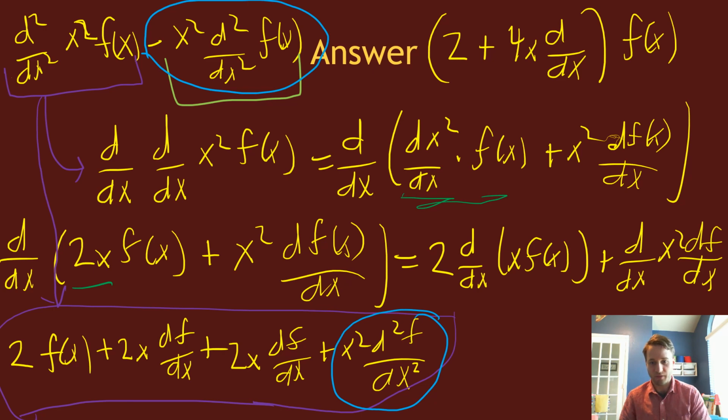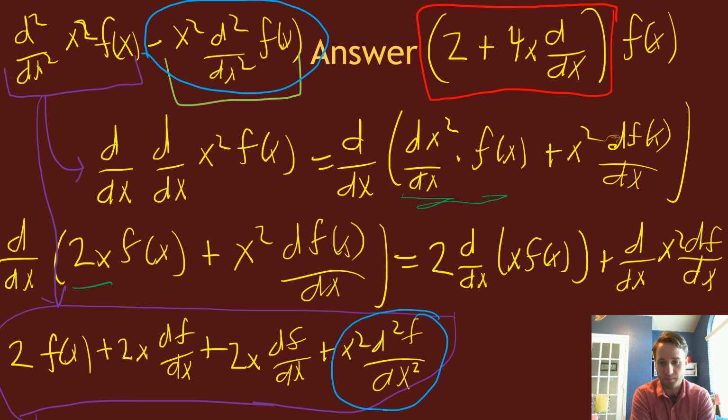And so my final answer here is that my commutator is just equal to 2 plus 4x d dx. Acting with this commutator, d squared dx squared and x squared, on some function is effectively like just acting on that function with 2 plus 4x d dx. And those give the exact same answer for any function of x. So we didn't assume any functional form of f, we left it completely arbitrary, okay?